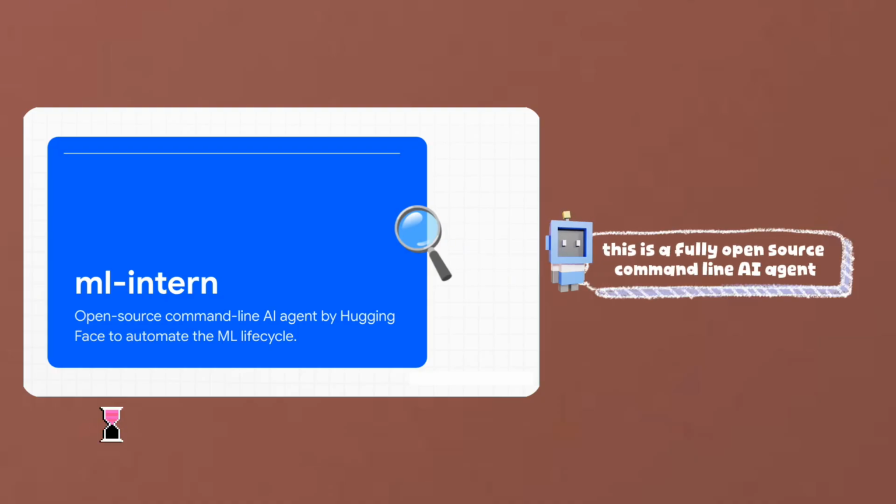This is a fully open-source command-line AI agent built by the amazing team over at Hugging Face. And open source is the absolutely crucial phrase here. This isn't some locked-down, super expensive SaaS product with hidden fees and annoying usage limits. Nope, it's a completely free tool, built specifically to automate the machine learning lifecycle right from your own machine.